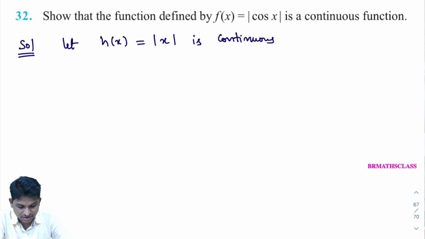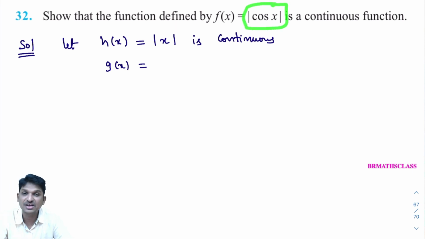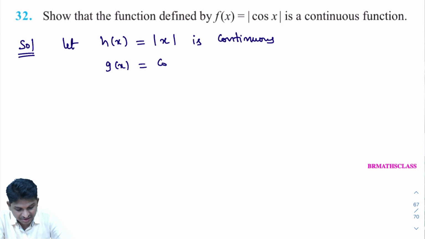Okay, it is continuous. And what about g of x? If you observe this, two things are there. One is mod x, another one is cos x. What do you know about cos x? We know that all trigonometric functions are continuous. So obviously cos x is also a continuous function.